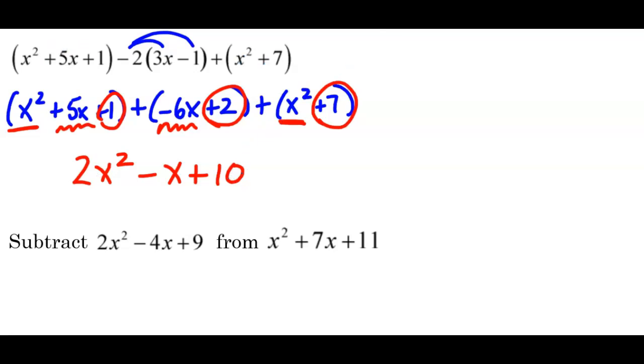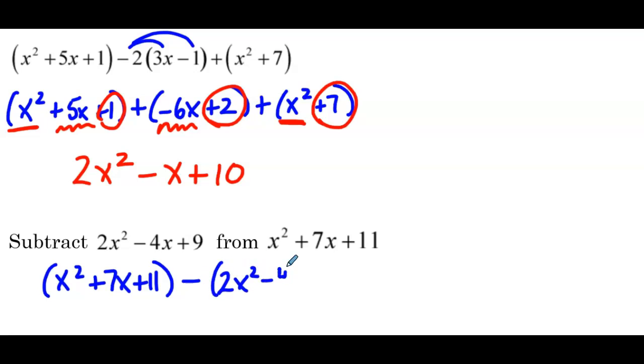Now, throwing a little bit of a word problem at us, subtract 2x squared minus 4x plus 9 from x squared plus 7x plus 11. The key to this problem is going to be setting it up correctly. If we're subtracting this from this, then this polynomial needs to be written first. So algebraically, this is going to look like x squared plus 7x plus 11 minus the polynomial 2x squared minus 4x plus 9.